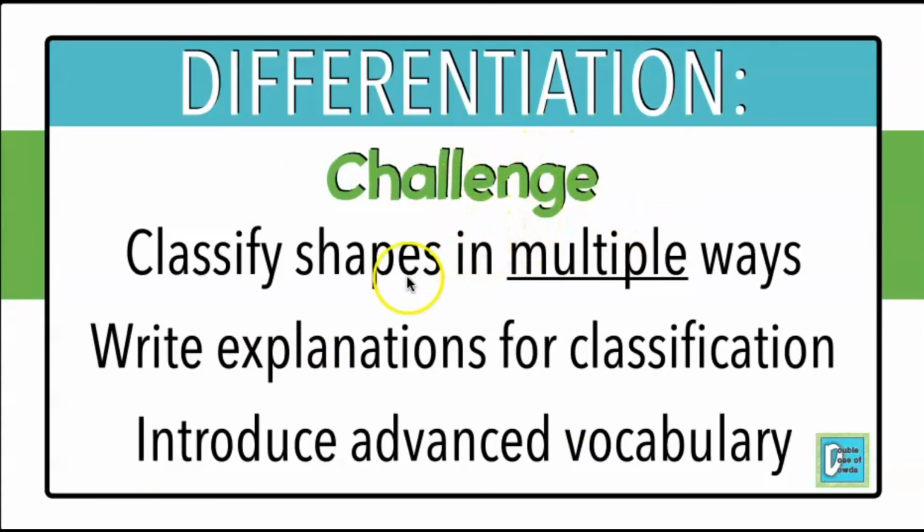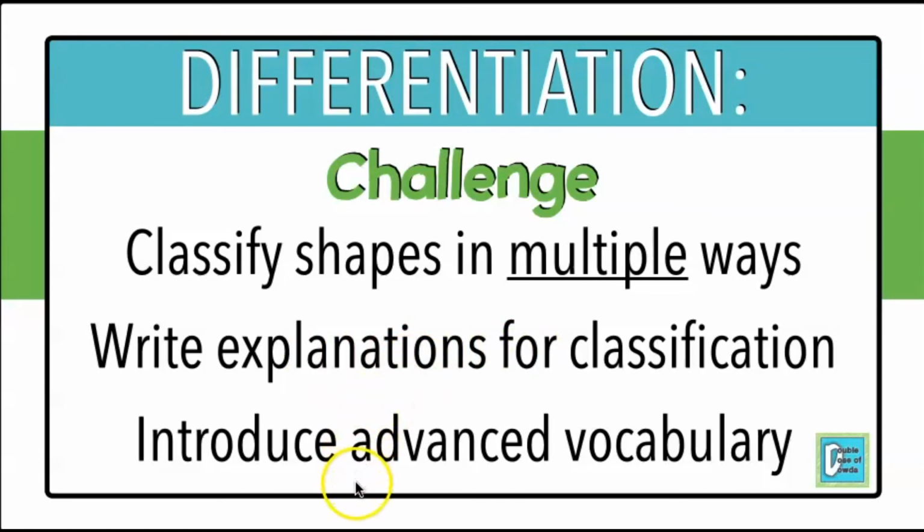To challenge students, have students classify shapes in multiple ways. We want to stretch them so that it's not just one way, maybe not even just 2 ways. Maybe there are even 3 ways that some shapes can be classified. Next, students can write explanations for their classification. They would have to write out an explanation where they have to use the terms right angles, parallel lines, congruent lines, opposite sides, those sorts of things. Have them write about it.